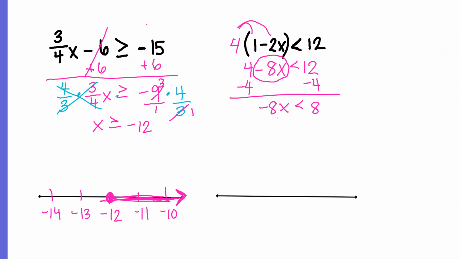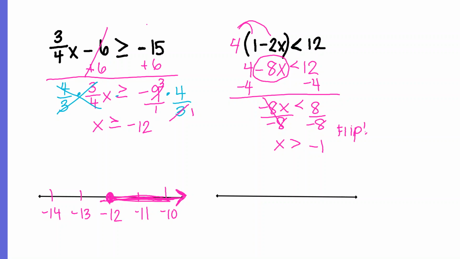Now we are at a step with multiplication. So to get rid of multiplication, we divide. We're trying to get rid of a -8, so we're dividing both sides by -8. That gives you 1x. 8 divided by -8 is -1. And we divided both sides of our inequality by a negative. So we must flip our sign.